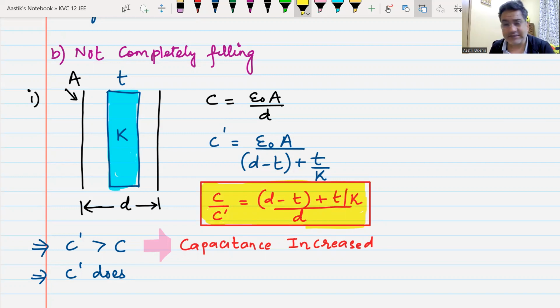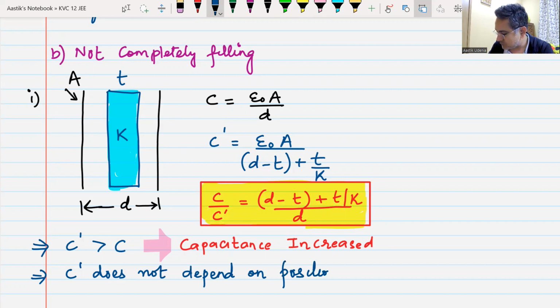So capacitance C dash always increases and C dash does not depend on the position of the slab. Wherever you place the slab, it does not depend on the position of the slab. So these are the two things that you must remember, and I'll give you 2 minutes to note it down. Note it down, understand it, write the ratio in the reverse order, write it as C dash by C, not as C by C dash. So it will be D upon that thing.